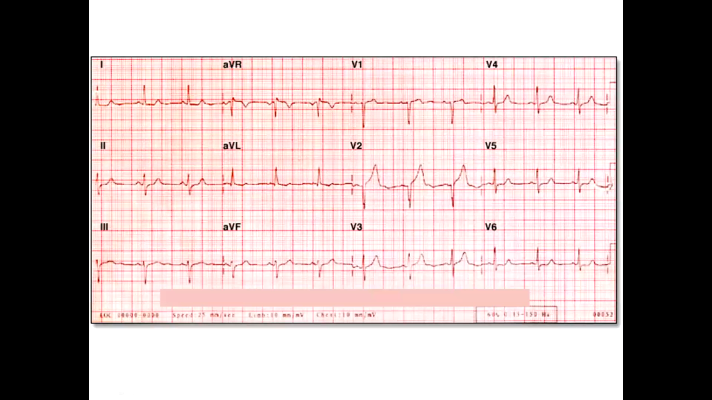But keep in mind, this lady is pretty much asymptomatic. She said she had one bout of chest pain that seems to be gastric in nature.